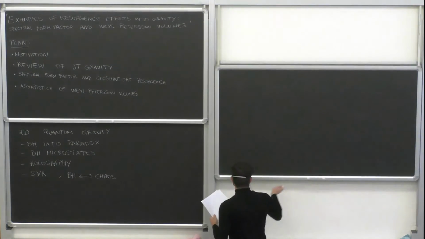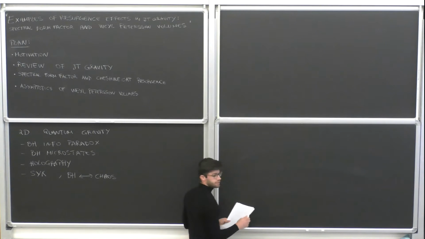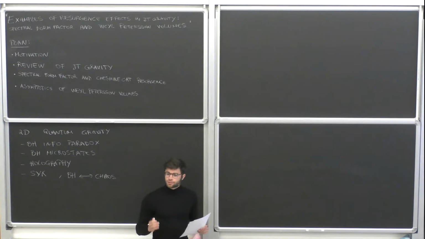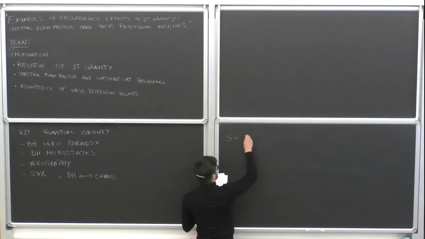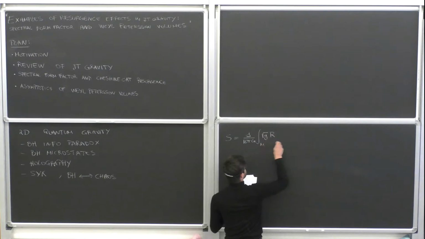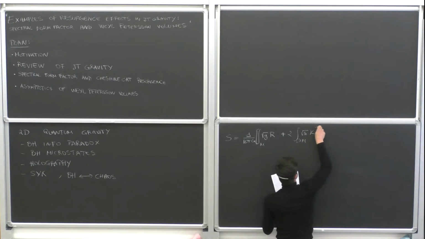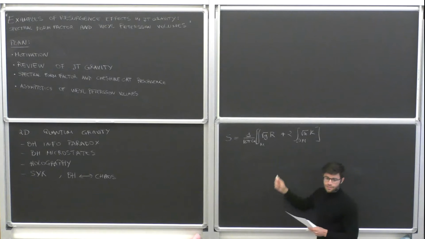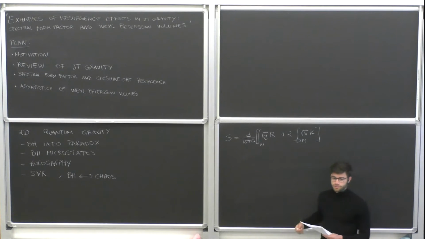Basically, JT gravity is the simplest theory of quantum gravity that you can write down in two dimensions that is not topological. Meaning that you could start studying a theory with the Einstein-Hilbert action, so something along these lines. But then you would realize pretty quickly that this theory just counts the number of holes and the number of boundaries of the manifold that you're considering.